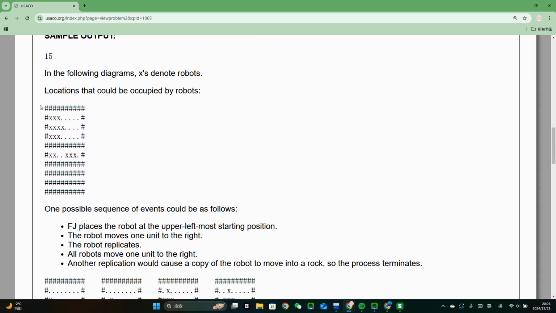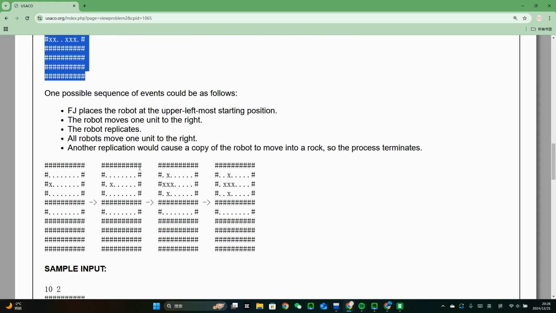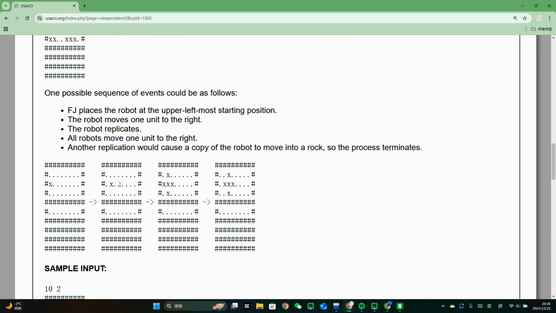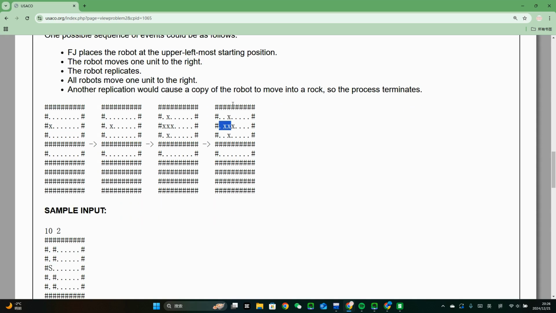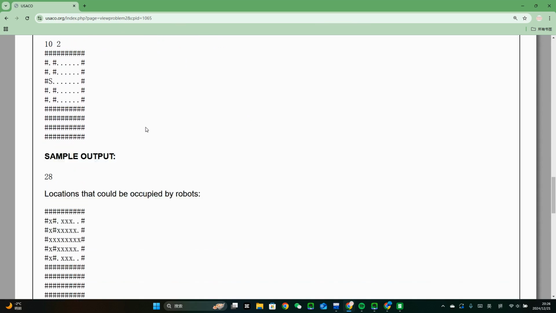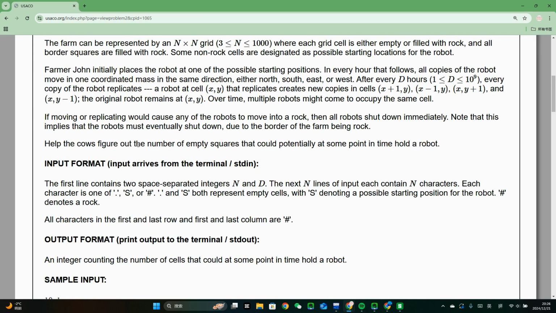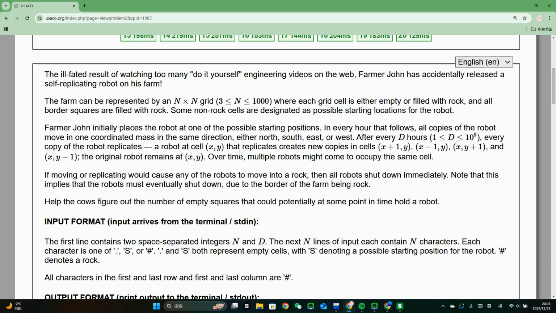So here's a diagram, the sample analysis. Basically, you have a robot, you move right, replicate, and then you move, and then you can't replicate again, because if you replicate again, you touch a rock. Okay, so you can pause the video once again and think about this.